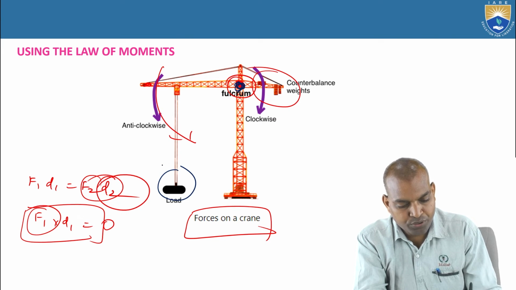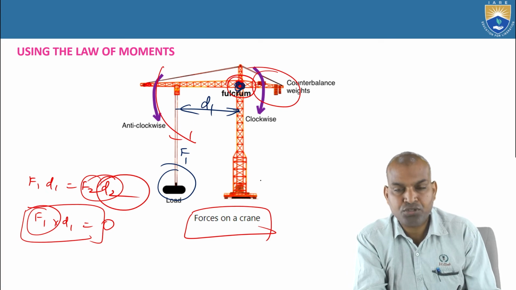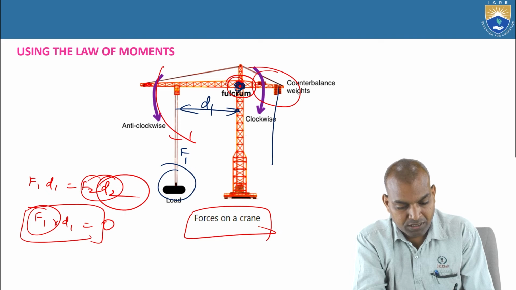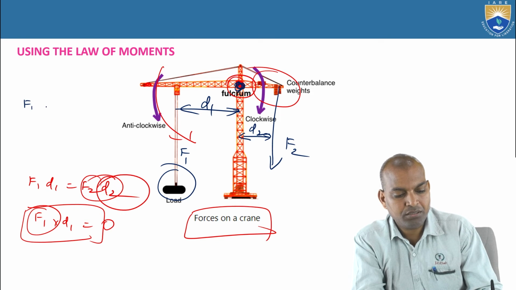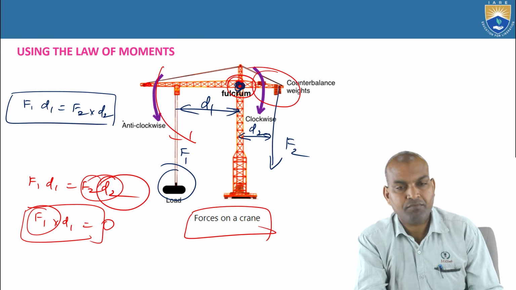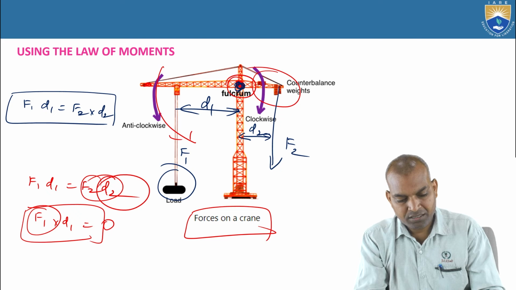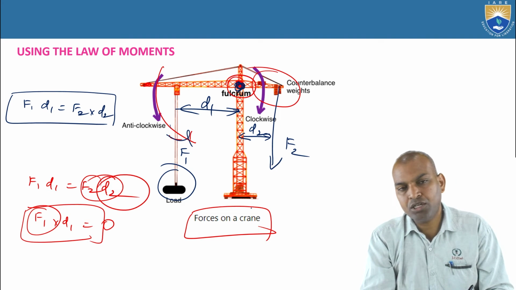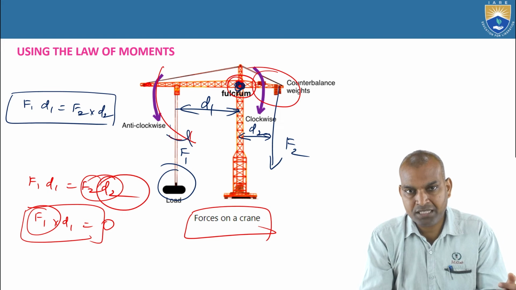The weight, load into distance. The load here is F1, the distance is D1. And the load acting as counterweight has distance D2. The load is acting downwards, F2. So that means F1 into D1 equal to F2 times D2. The anticlockwise movement equal to clockwise movement, then only complete balancing takes place.